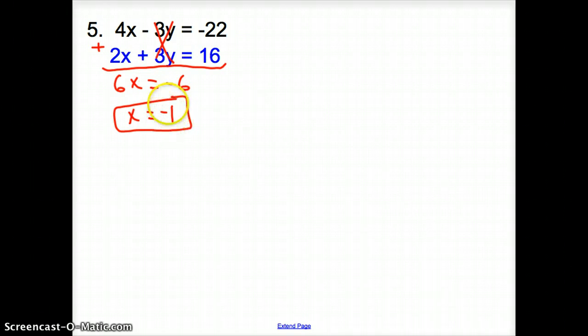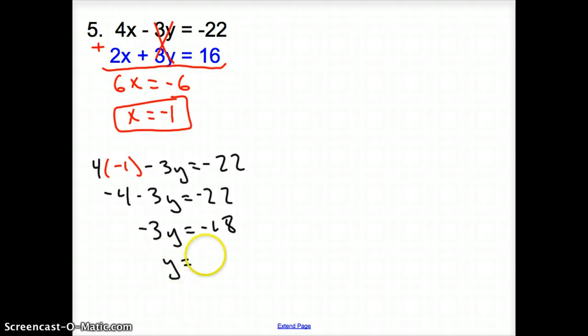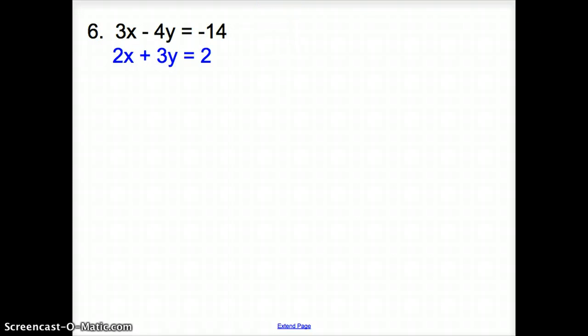Now, with this negative 1, we have to plug it in for one of these guys. I'm going to choose the top guy, so it's going to be 4 times negative 1 minus 3y equals negative 22. Solving for y, negative 4 minus 3y equals negative 22. Add the 4 over to get negative 3y equals a negative 18. Divide by a negative 3 to get y equals 6. So we found the other half of our solution. Y equals 6.